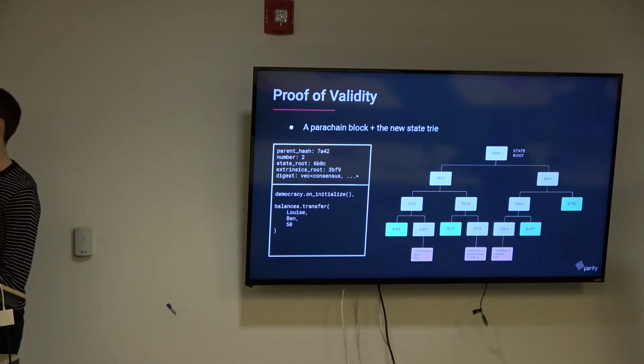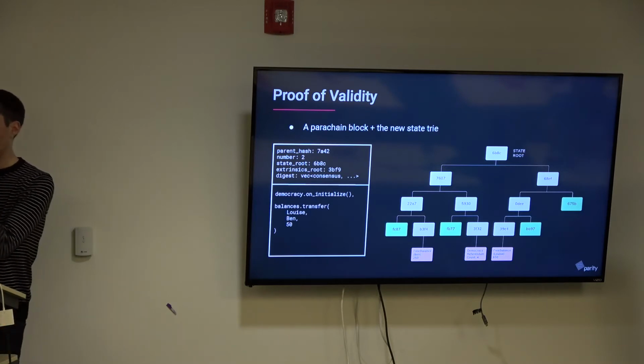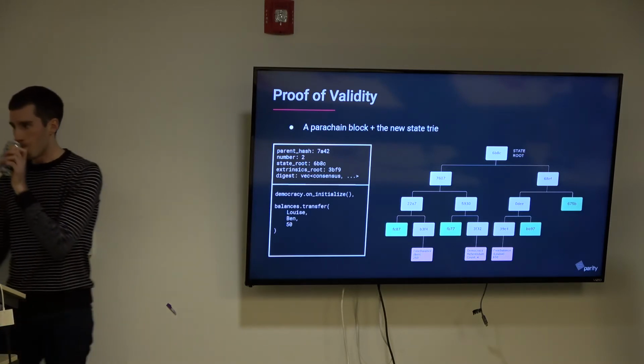Yeah, Joshi. I think this is a good diagram. I want to make sure I'm getting it right because I haven't ever understood what these proofs of validity were. So on the previous slide, you have the whole state and all the data, and all the data.